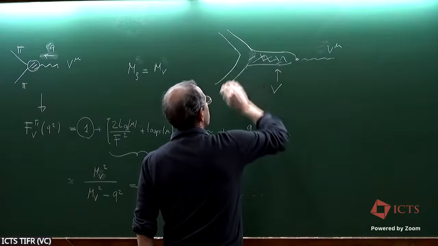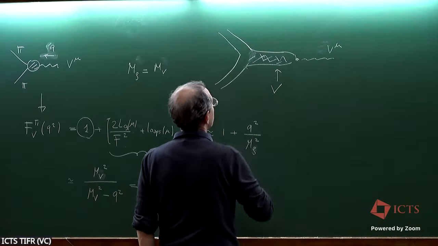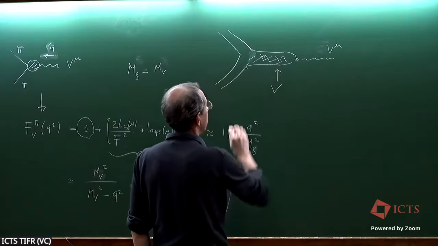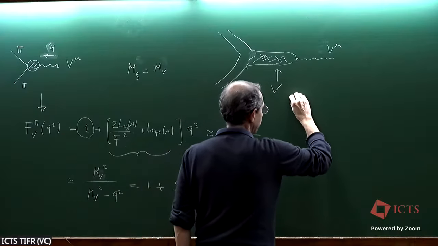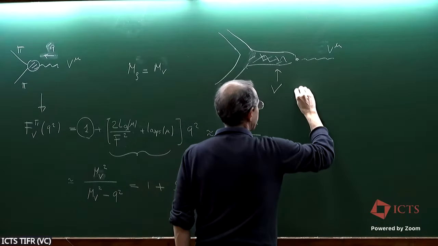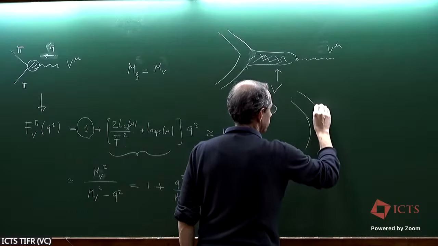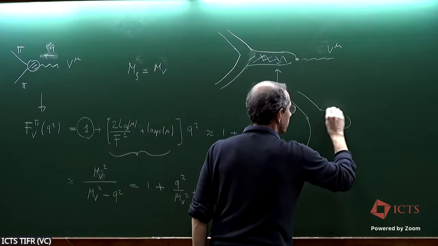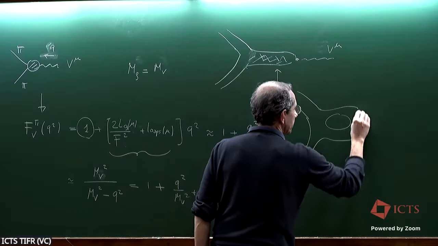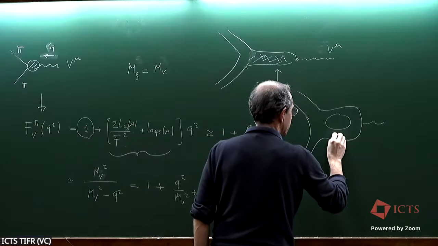Okay, and this is what you would expect. So this is a contribution which is not suppressed by large N, while the pion loop requires something like this. I have to create a... So this is just by QCD argument.